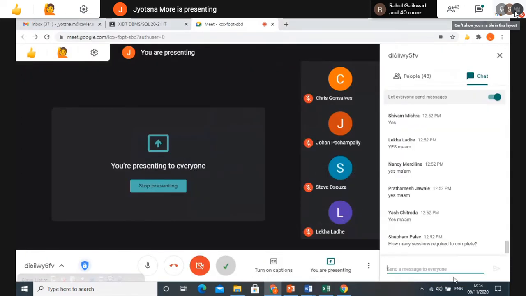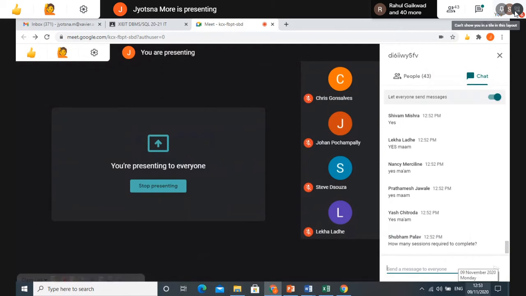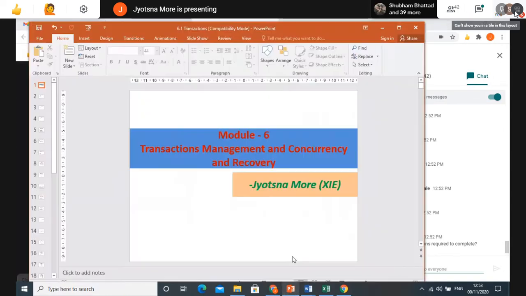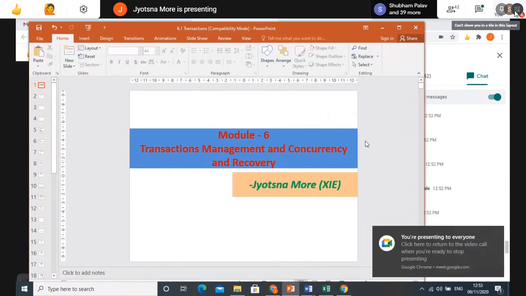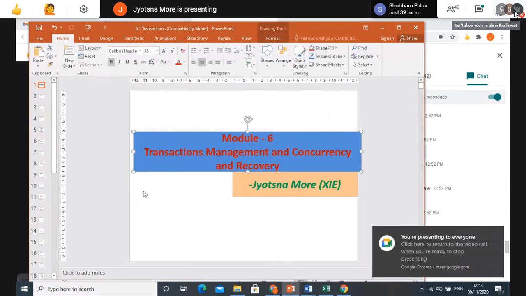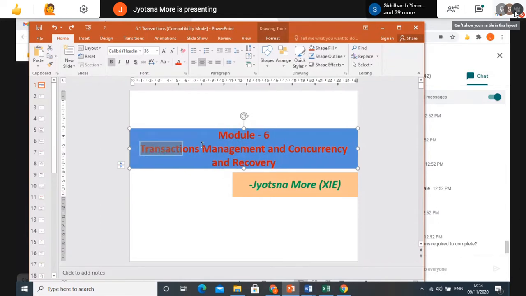How many sessions are required to complete? Actually, we require 5 hours to complete the chapter, so let's see how much we can cover, because here we have a 1.5 hour session. Maybe before your exam, I will try to finish it. Okay. So today I will just cover half of this chapter, because it is not possible to cover it completely. In the first lecture we will study what is transaction and the things related to it, starting with transaction management.